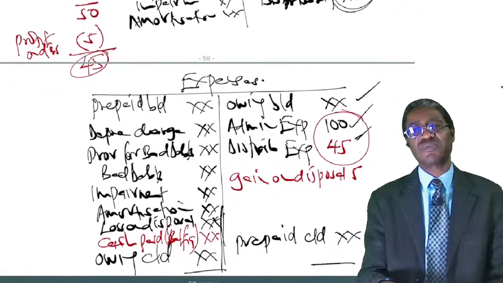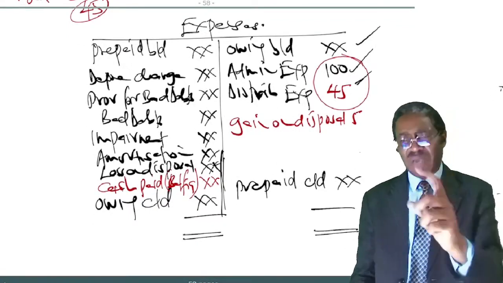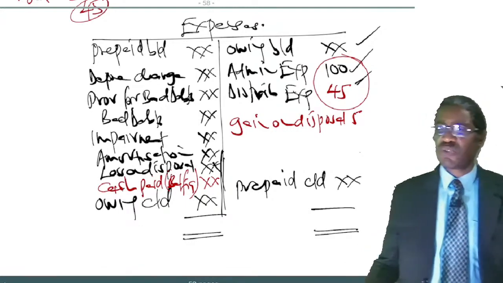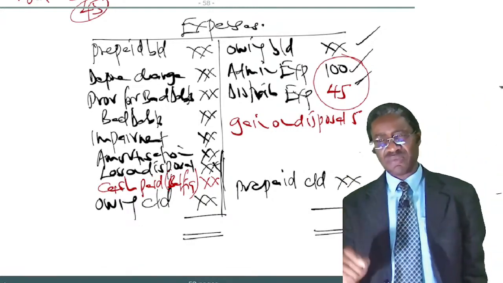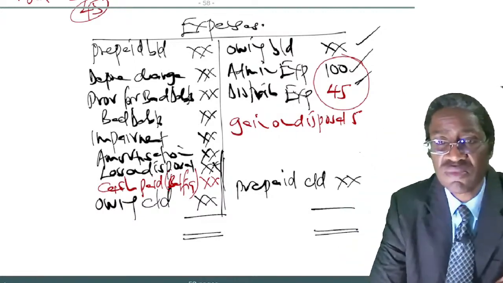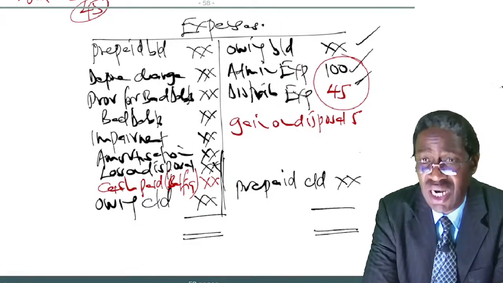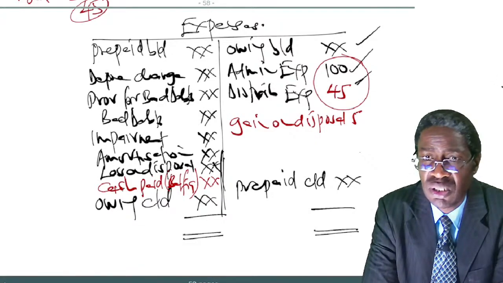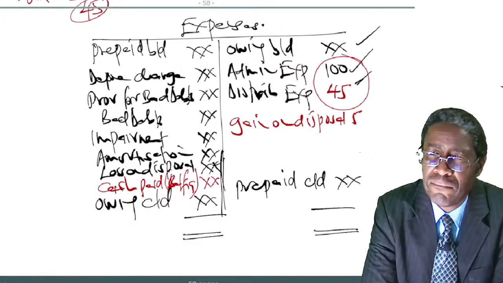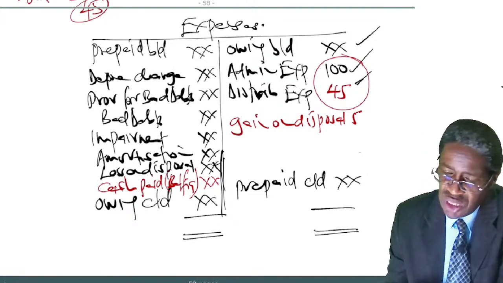So write it like this. Put down that note: to determine the cash paid for services rendered, we prepare an expense account as follows.